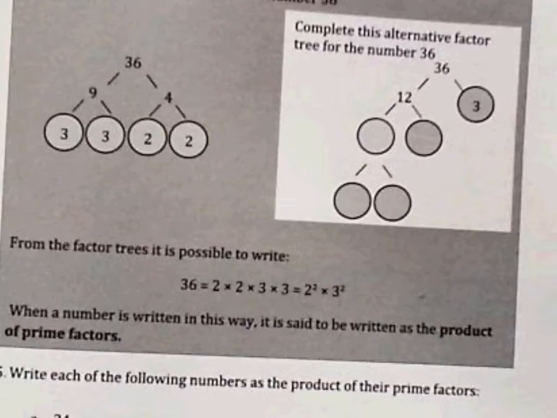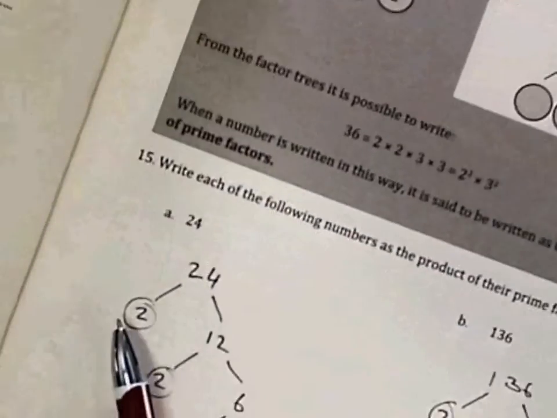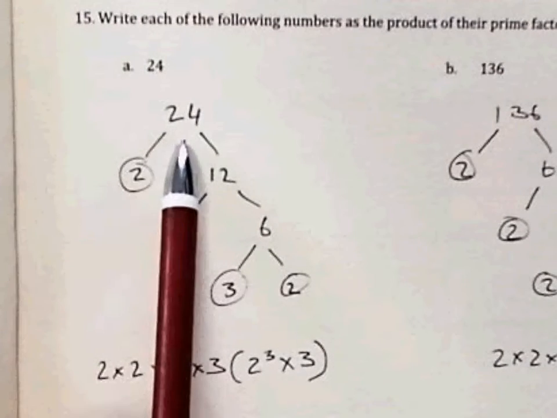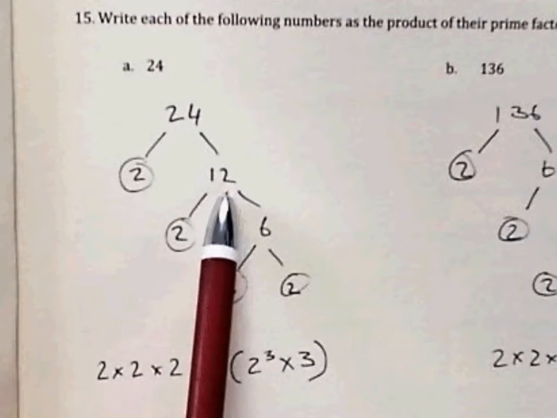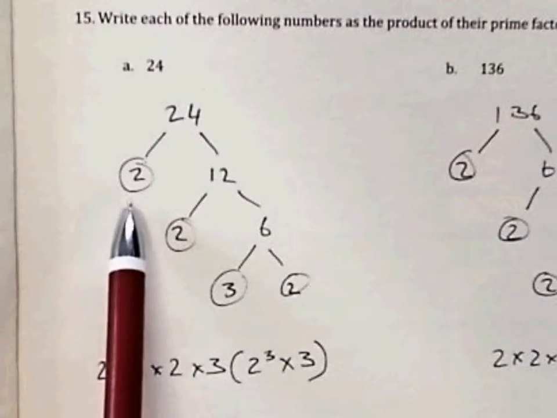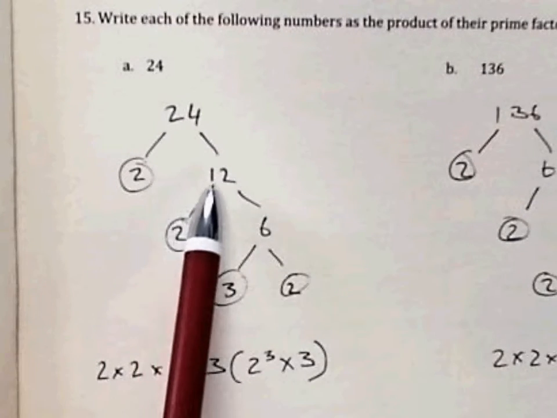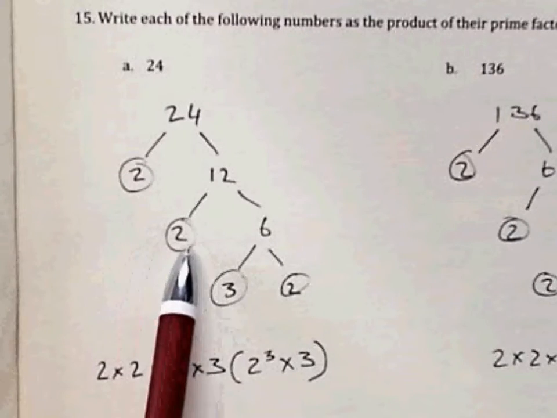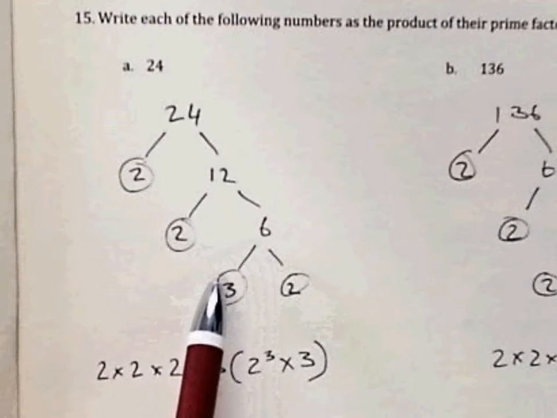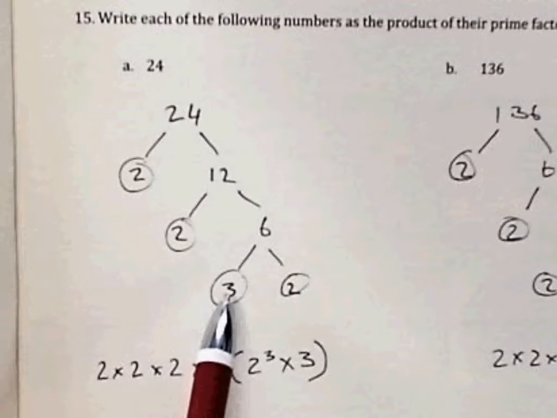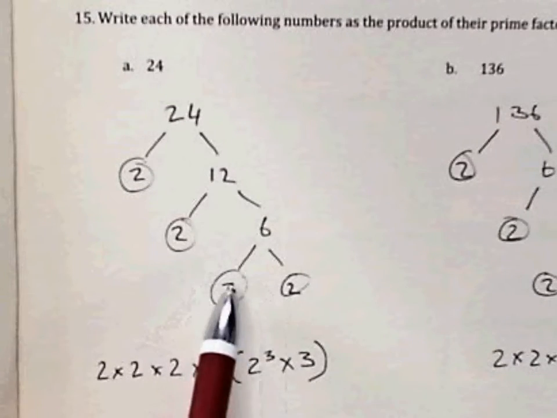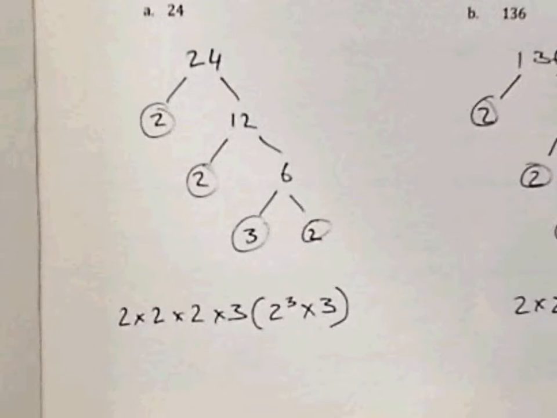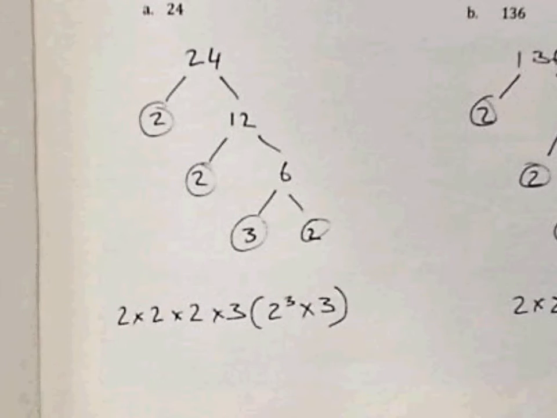So for this one we're doing the factor tree for 24. You can split it from 24 to 2 times 12, and then you circle 2 because it's prime. However 12 is not, so you divide that by 2 again, and that's prime, but 6 is not, so you circle 2. You can divide 6 by 3 and 2, and because they're both prime you circle them, and that's also written as 2 times 2 times 2 times 3, in index form 2 to the power of 3 times 3.